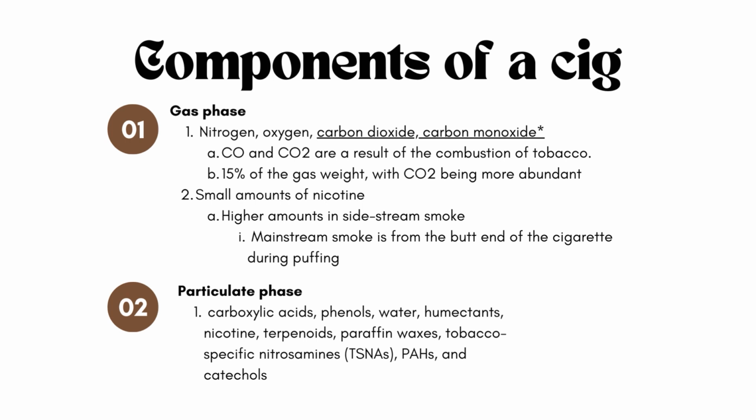Mainstream smoke is released from the butt end of the burning cigarette during puffing, and sidestream smoke emanates from the burning cigarette coal when it smolders.